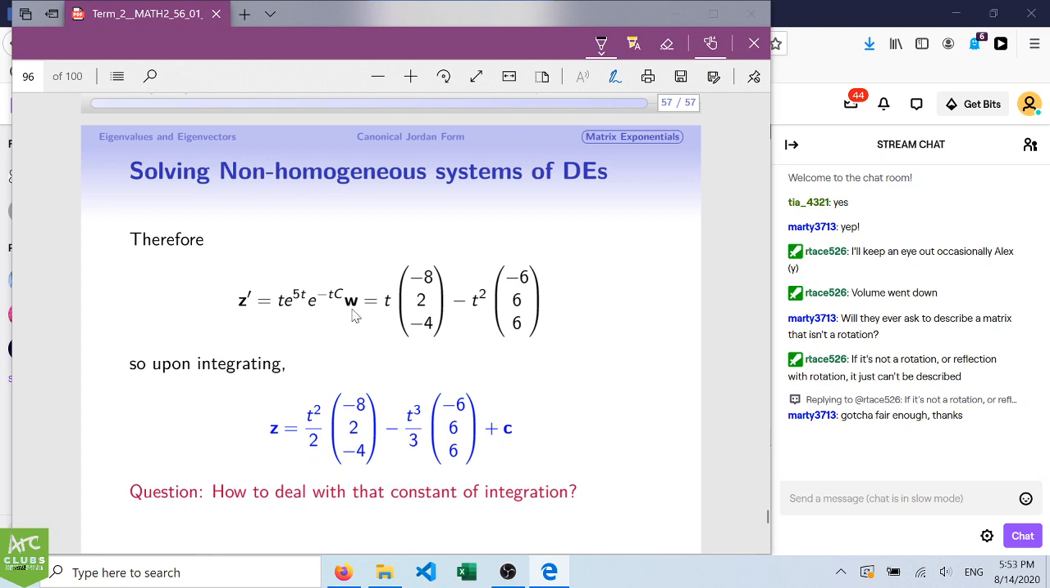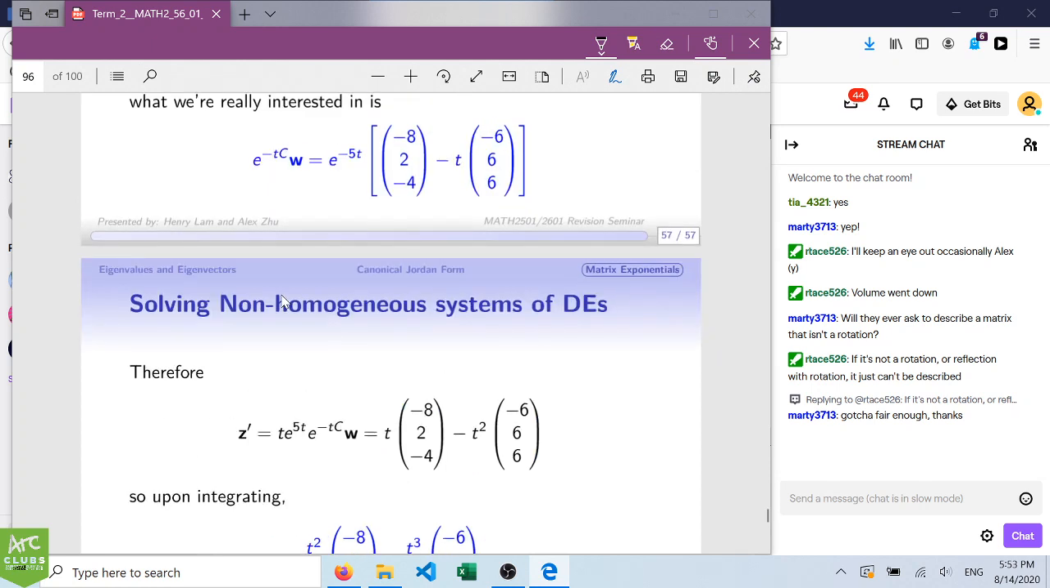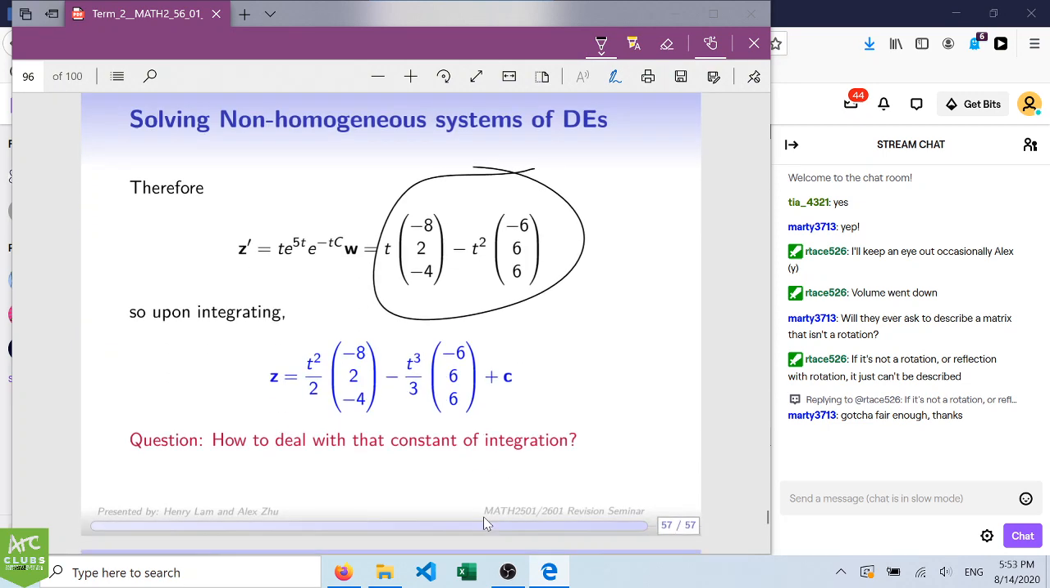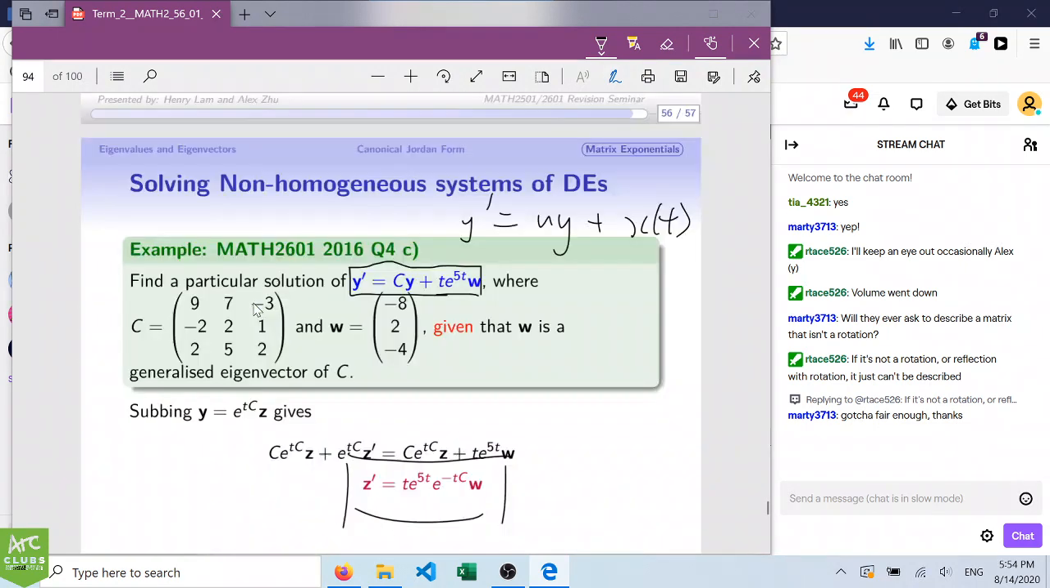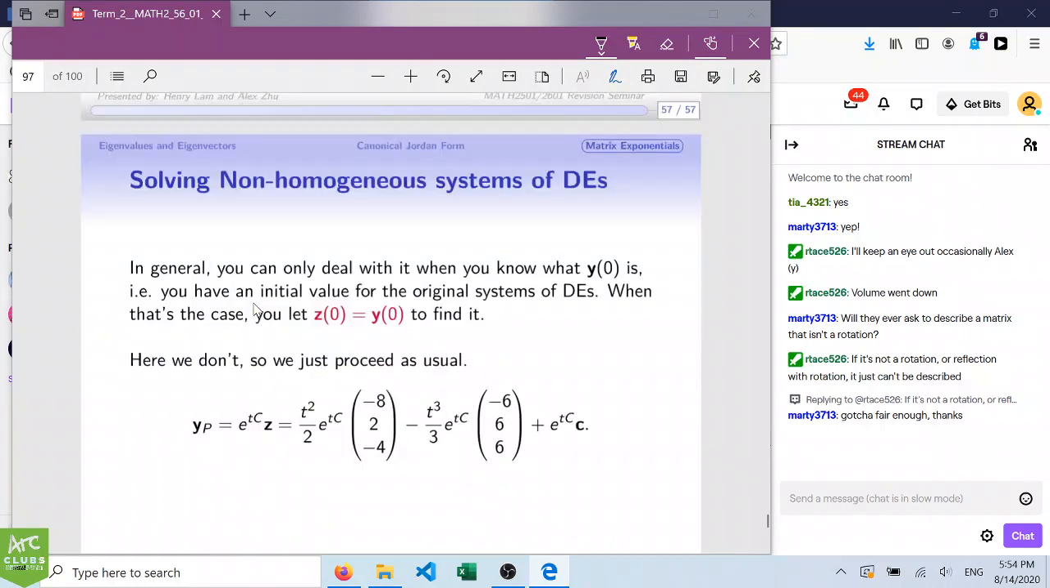After that, for t e to the 5t, I need to multiply it on top of this thing, and that's what I get. Multiplying e to the t times e to the 5t here, you end up with this vector, which is the final solution. Remember, our question is solving for dz/dt, so we integrate both sides and get a constant. We're not done yet because z is the substitution factor of e to the tc, so we actually need to reconvert it again.